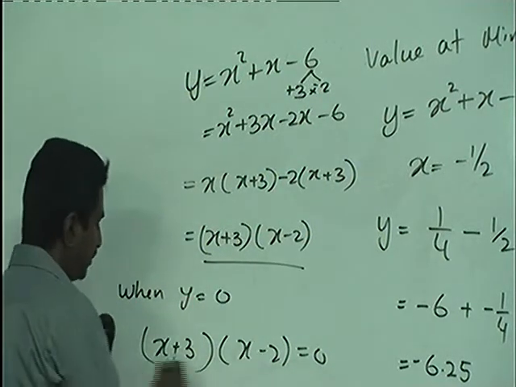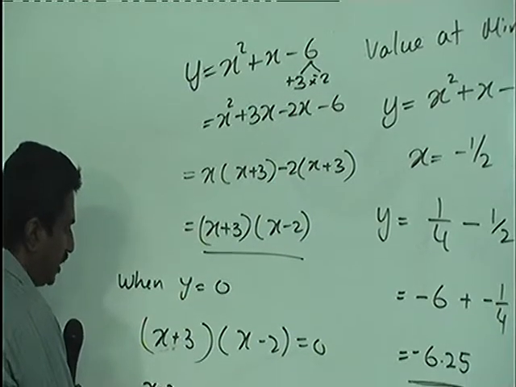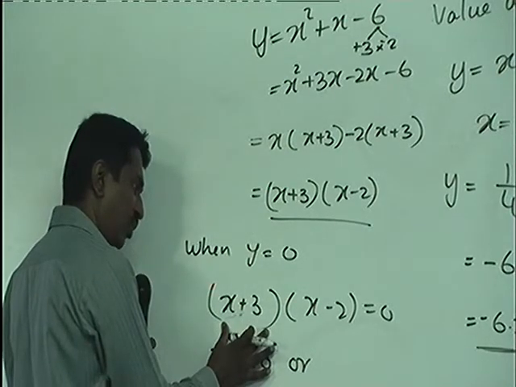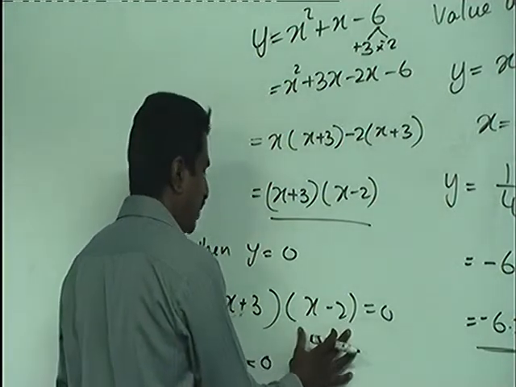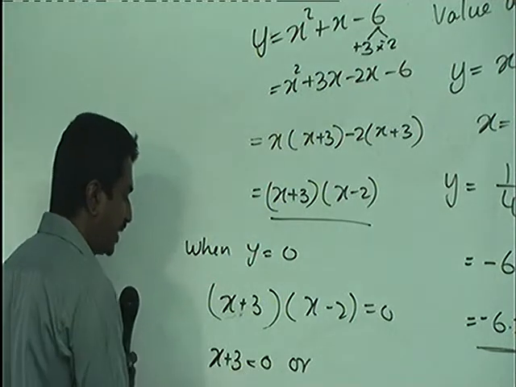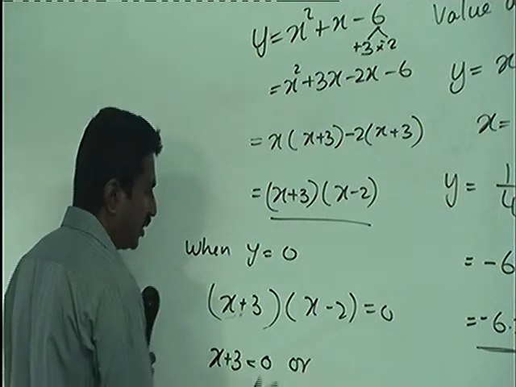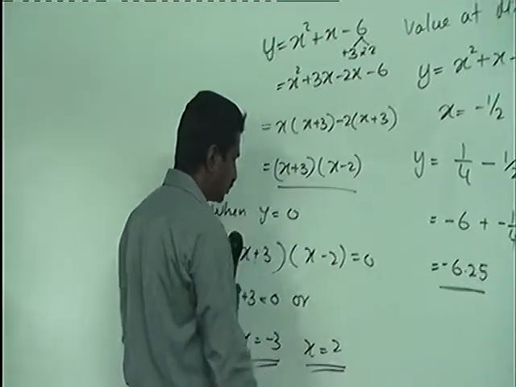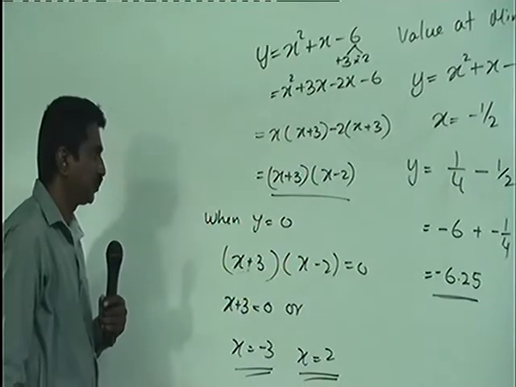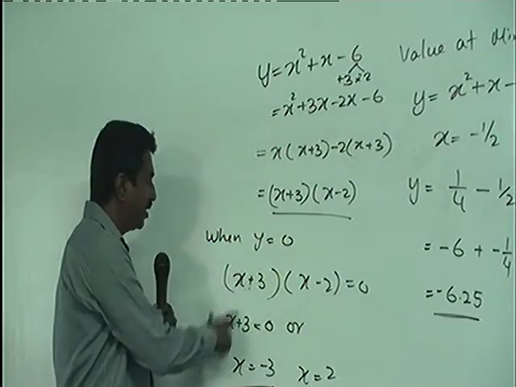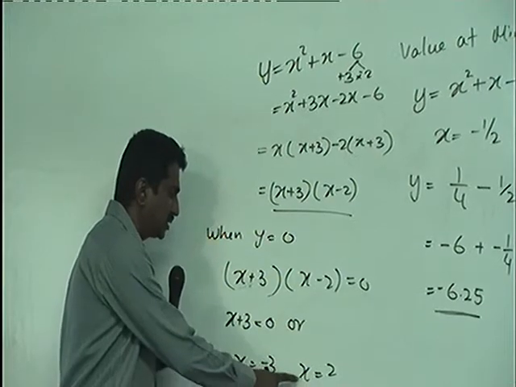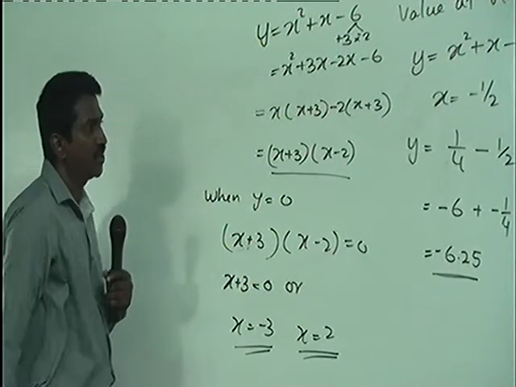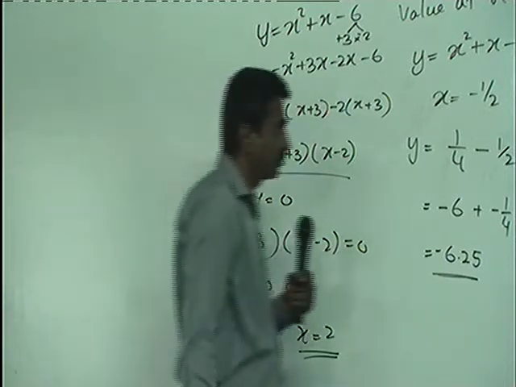So then how much are we getting? The product is equal to 0 means either this equals 0 or this part equals 0. So if x plus 3 equals 0, x equals minus 3. If x minus 2 equals 0, x equals plus 2. Minus 3 and plus 2. So the curve will intercept the x-axis at minus 3 and plus 2. Now with this information, I will draw the curve.